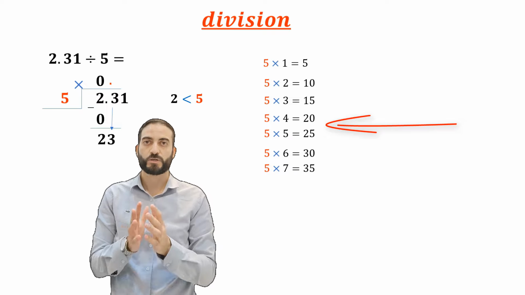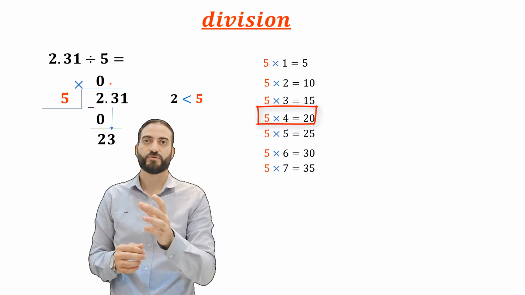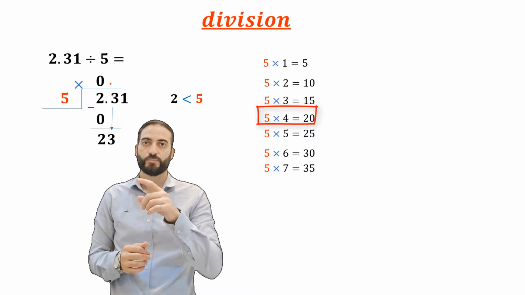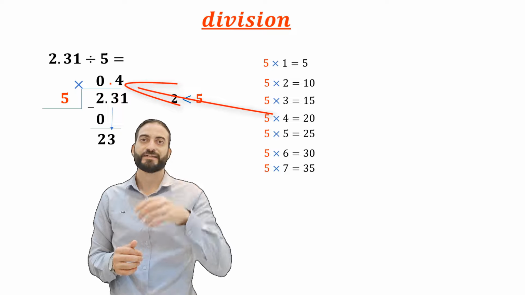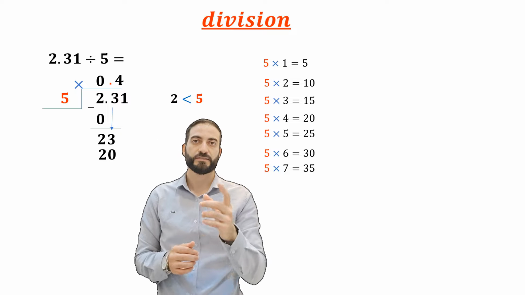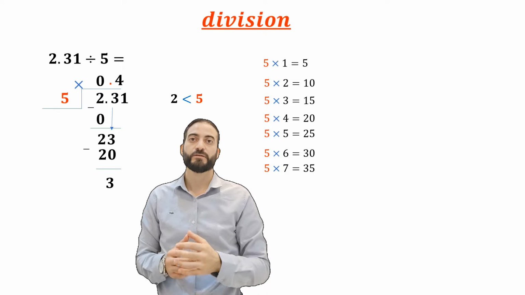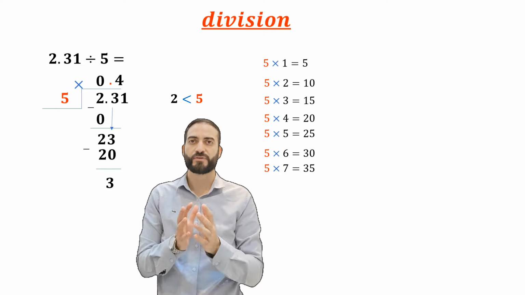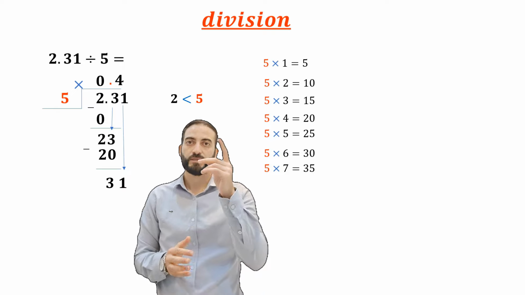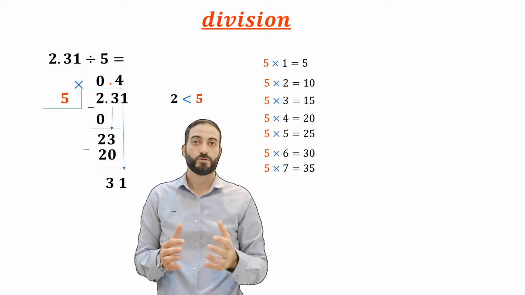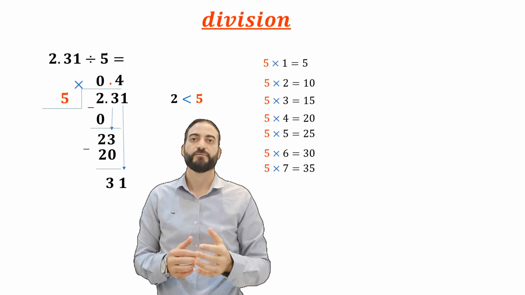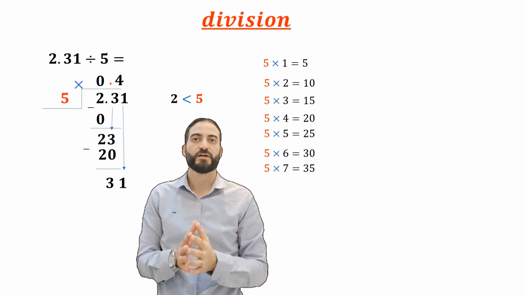We must take the smaller one, that is 5 times 4 equal 20, and put this 4 here and directly multiply it by 5 to get 20. Now we do a subtraction, so we get 3. Because 3 is smaller than 5, we must put this 1 here. So we have 31, which is greater than 5.